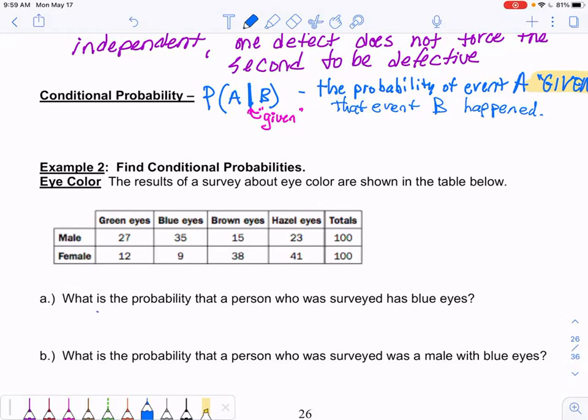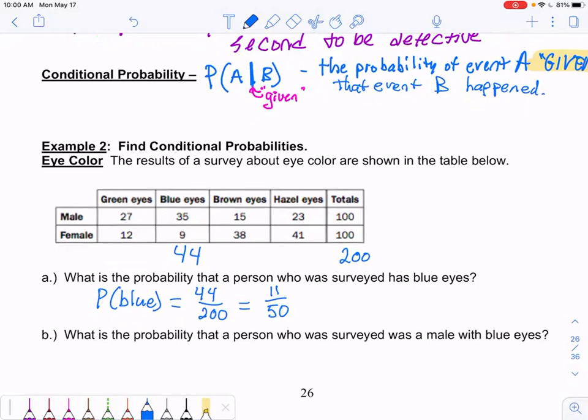So the probability of blue, we'll have to add up. Michael, how many total people have blue eyes? There's 44 out of how many total? Out of 200. So you have 44 over 200. And what does that reduce to when you put it in a calculator? Awesome. 11 over 50.